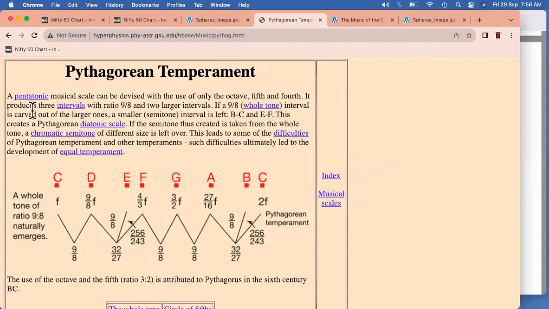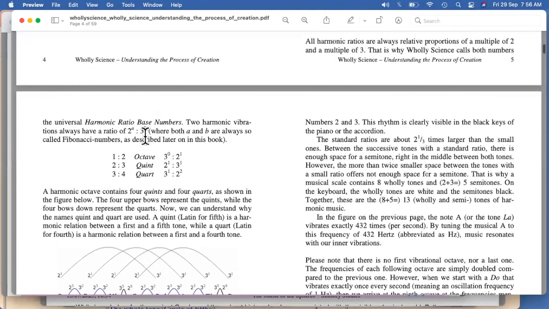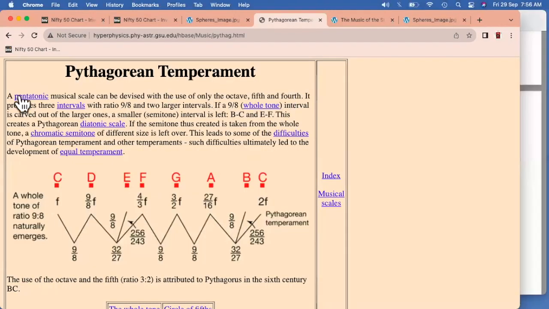Fifth and fourth produce three intervals, right? So a pentatonic musical scale can be devised with the use of only the octave, fifth and fourth. What the fifth and fourth are is already given here: the octave, the quint and the quart, which are called the fifth and the fourth. It produces three intervals with ratio 9:8 and two larger intervals.